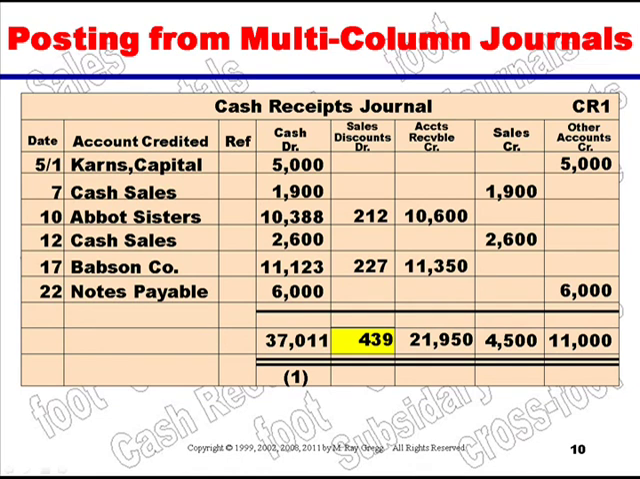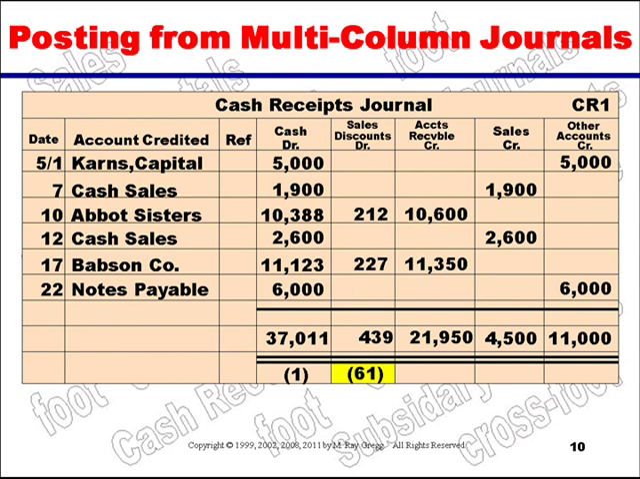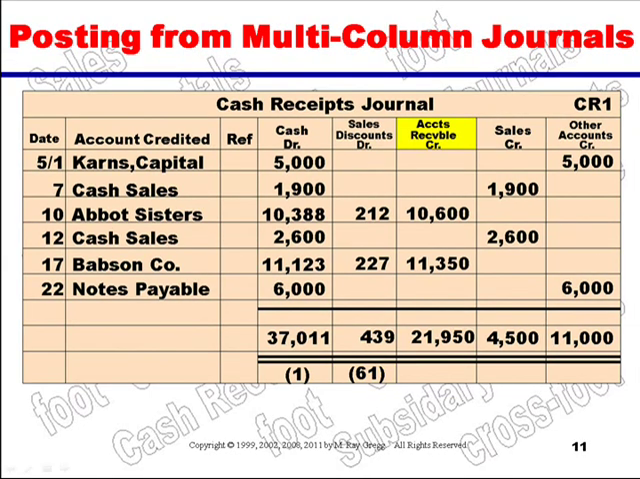And when we post the $439 to the sales discount account in the general ledger as a debit, we'll return to this analysis and put the account number for sales discount at the bottom of that column, to indicate that we have posted. I don't think I mentioned the first one. The debit to cash was posted to the general ledger, and I put the account number for cash under that column to indicate that I had posted it.